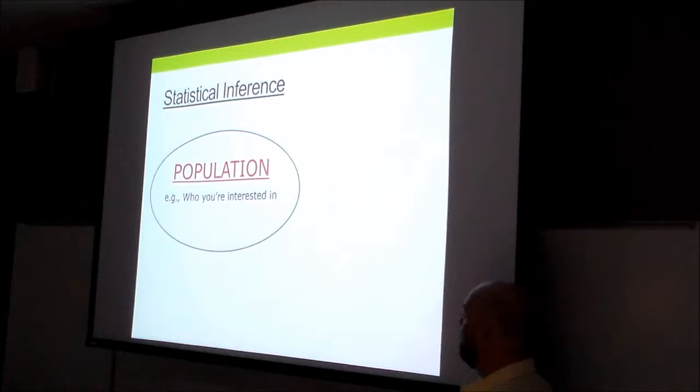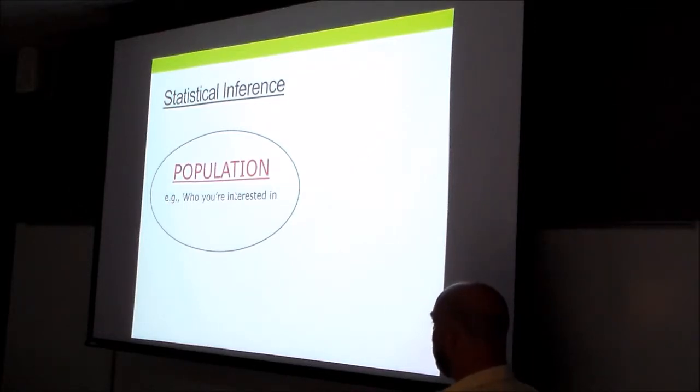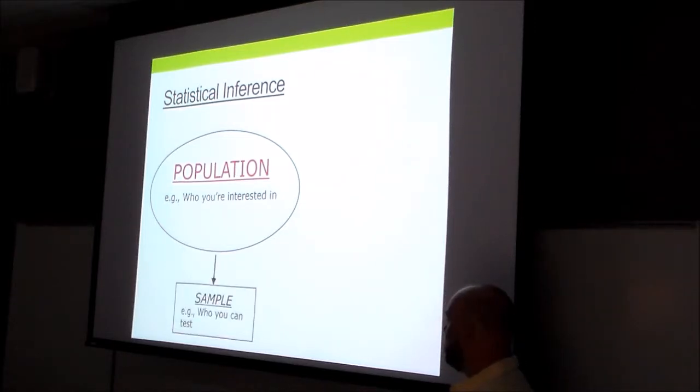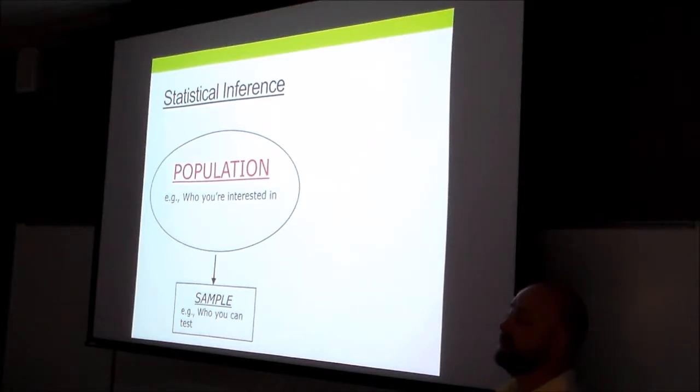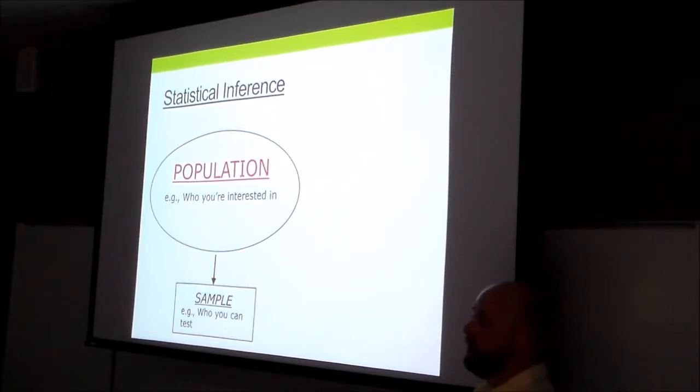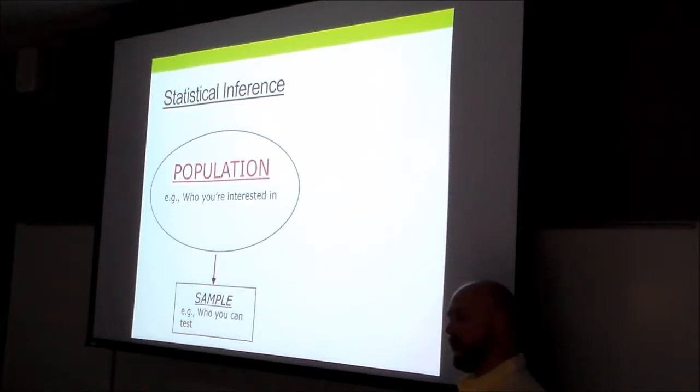So again, thinking about this, here's the population. This is everybody that we're interested in, right? We can't get at everybody we're interested in, and so we get a sample, right? Sample is who we can test. Best case scenario, we've selected a large random sample from the population, but if we're being honest about how we collect our samples, what are our samples? Most generally, how would we describe them?